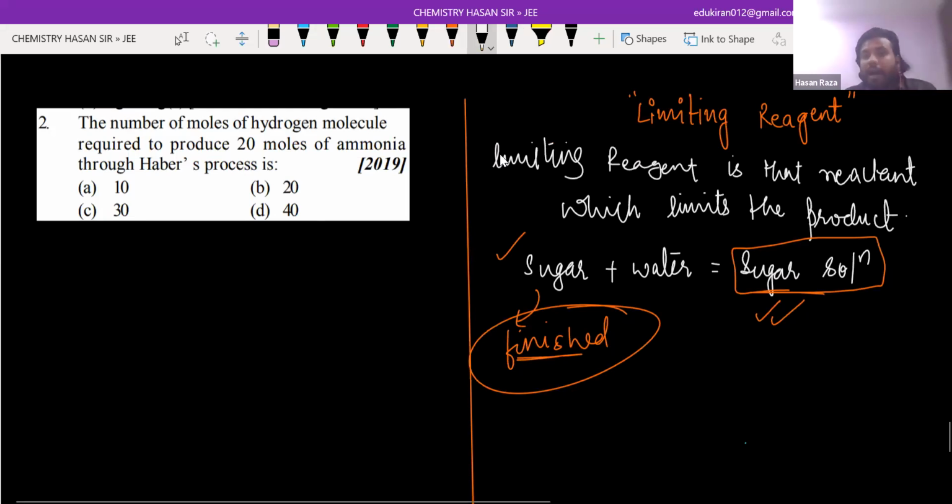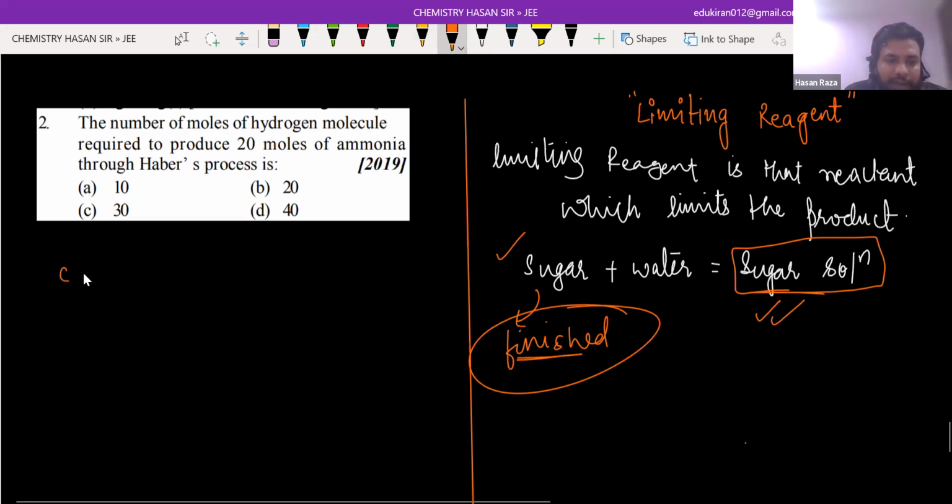Now, in a reaction, how are you going to find out which one is the limiting reagent and which one is not? There are two types of reaction you can see. Either both will be finished and converted into product, or one of them will be in excess and the other in limited amount. If that finishes, the one which finished first will be the limiting reagent. And how are we going to find out?